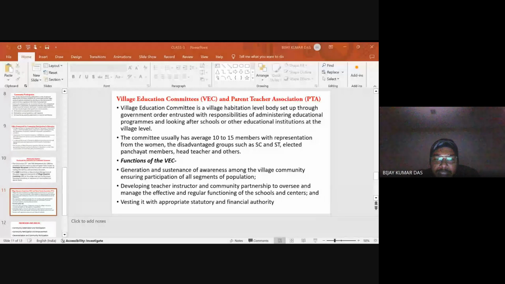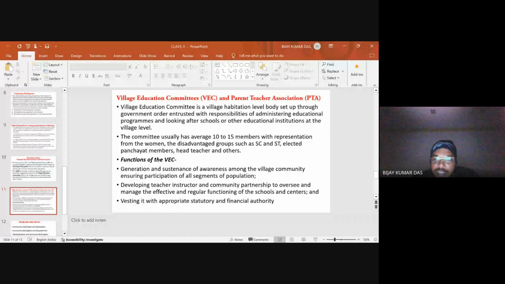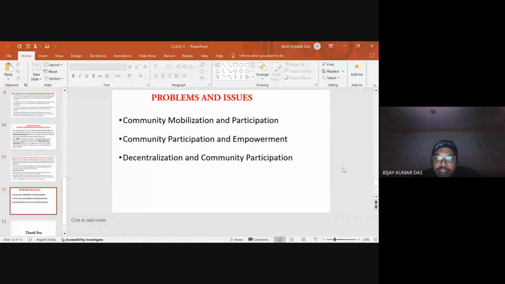So through the committee or the effort of the government of India, the knowledge is shared among the people and they are aware of how education is important for a safe society, developing teacher instruction and community partnership to oversee and manage the effective and regular functioning of the school centers, isn't it? It is also about building teacher-community relationships, with proper management so that school teachers are regular in their duties and responsibilities, and visiting with the appropriate statutory and financial authority on what amount is to be sanctioned, to be invested, and as per the expenditure level.